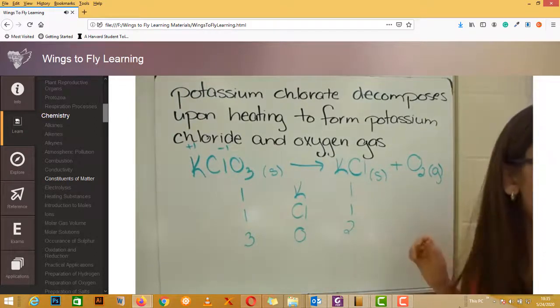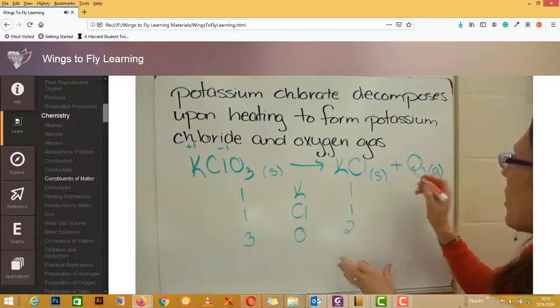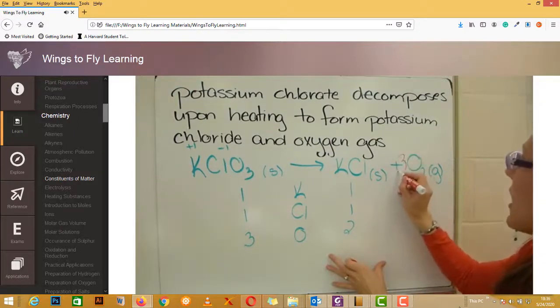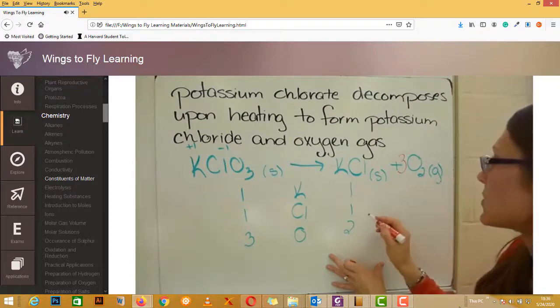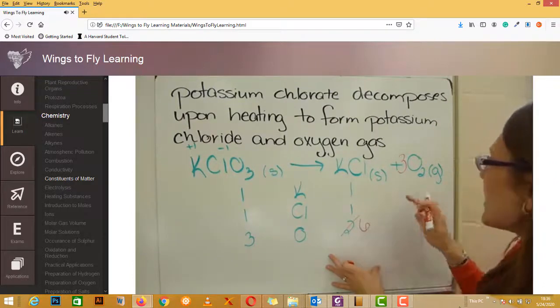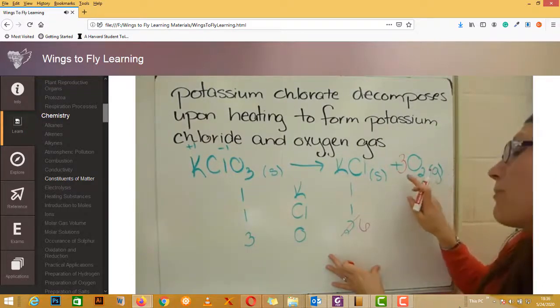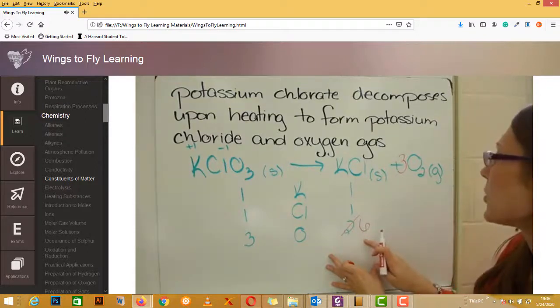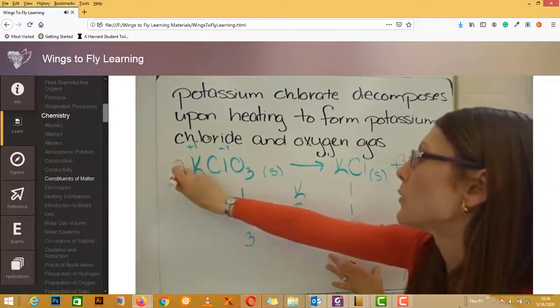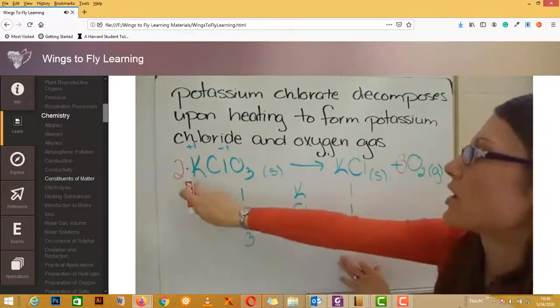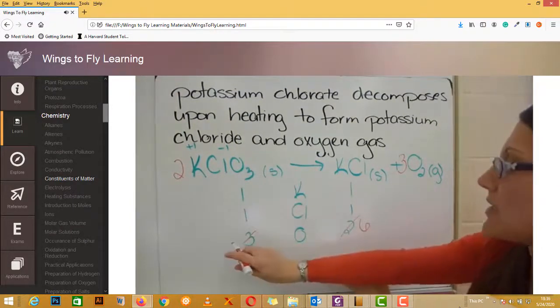And so what I will do is I'll say, well, if I put a coefficient of 3 in the front, that gets me 3 groups of O2s. And so I would now have a total of 6. You multiply the subscript by the coefficient to figure out your total number of any particular atom. And then I'll put a 2 in front of KClO3 because 2 times 3 gets me 6.